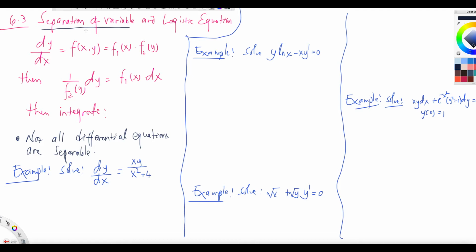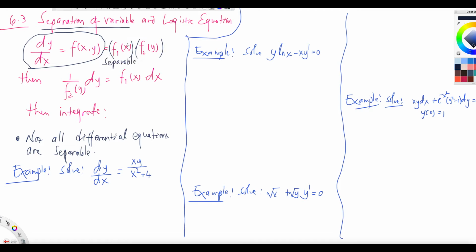So what type of equation is called separable? Suppose you have a differential equation given like this: dy over dx equals f of x, y. There may be a function of x and y on the right hand side. If you can write the right hand side as the product of two separate functions, one a function of x times another a function of y, then we call that type of differential equation separable.